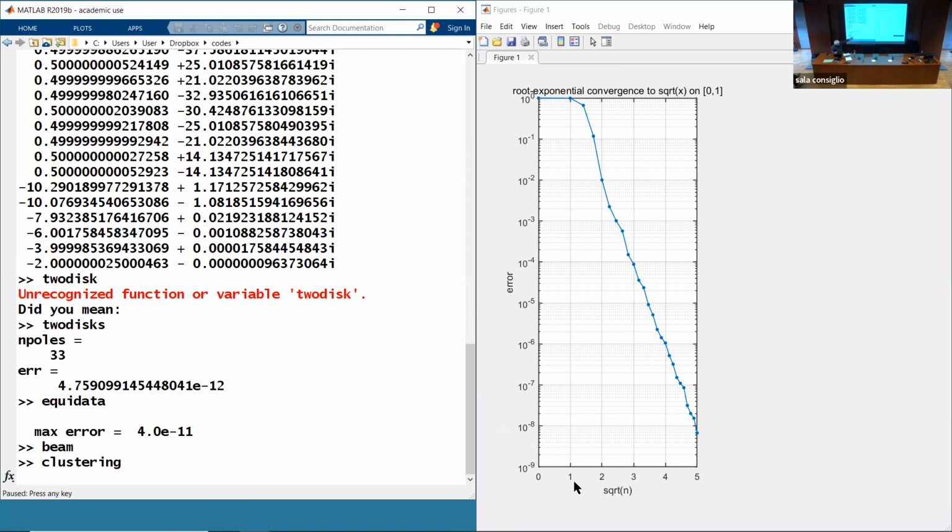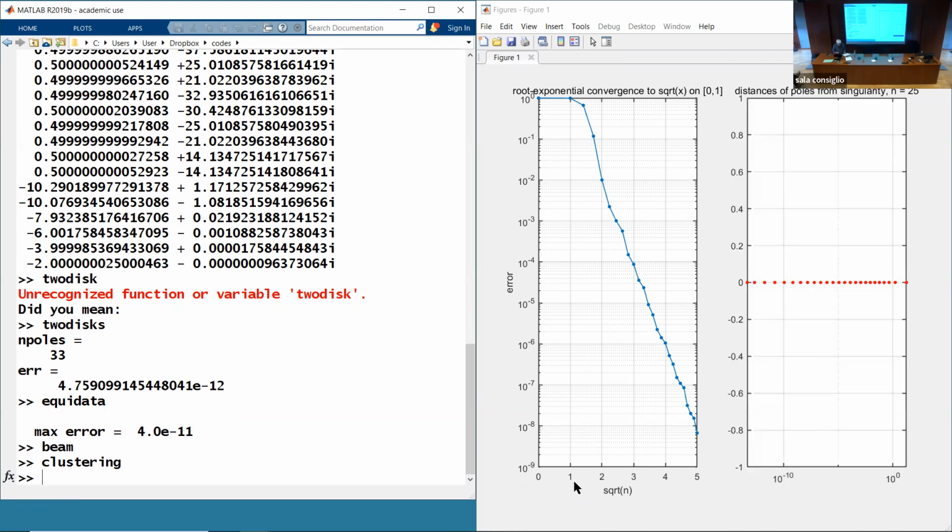Square root of n, we see a straight line on the square root of n scale. What that corresponds to is what we call root exponential convergence, where you get constant to the minus square root of n type of convergence. And that is the universal behavior that you can always get near branch point singularities with rational approximations. Polynomials have no hope, but rationals can do that. So in this problem, we're actually approximating the square root of x on the interval from 0 to 1. And you're seeing how the approximants converge.